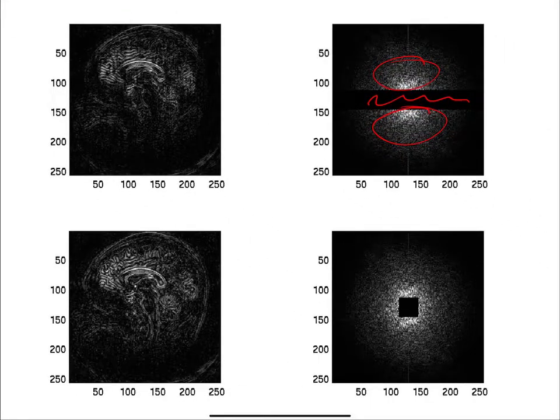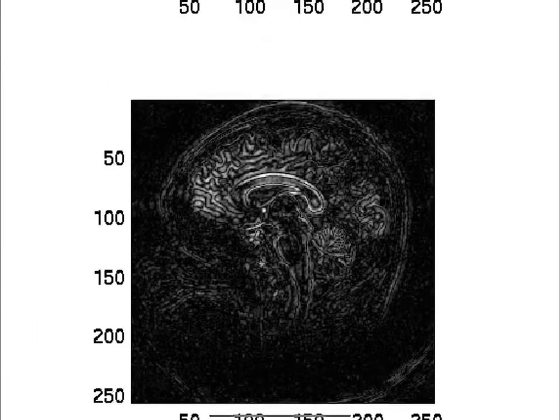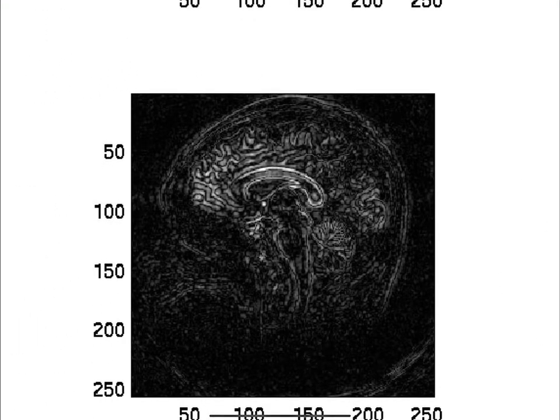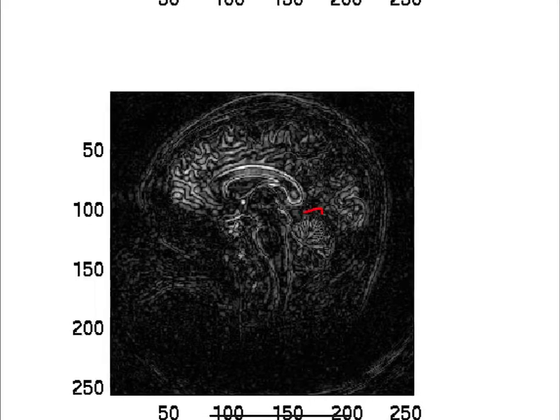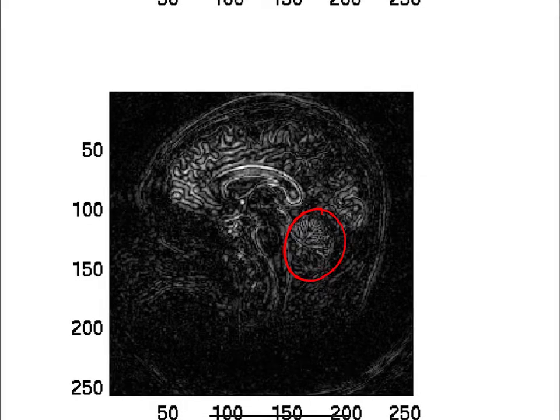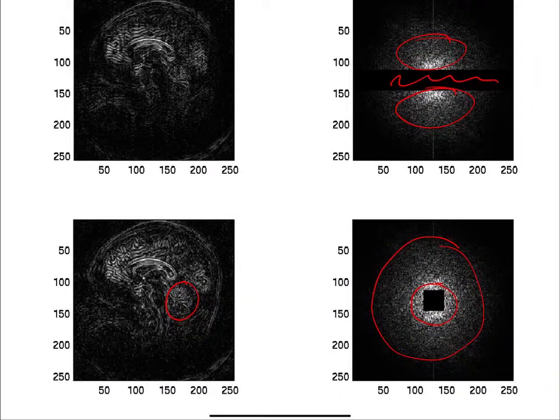And in this case, we are keeping all the edge information, all this information out here. Now you can see that we've got both the left-right and up-down edges. In particular, if you zoom in here, the cerebellum, that's pretty cool. You can see all the edges of the cerebellum there, because we've kept all that outer k-space information. So that's the basic idea behind k-space.